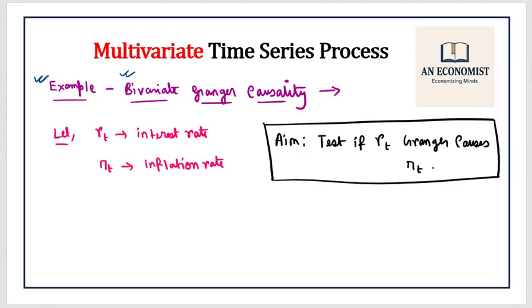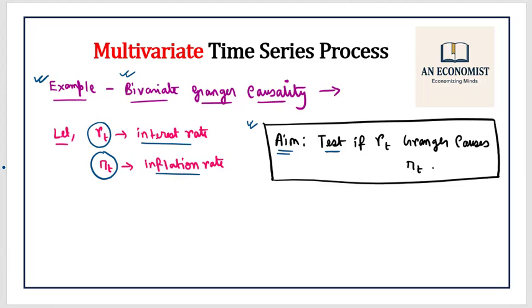So if you remember in the previous video, I have taken up the same two economic variables, RT and pi t. RT is the interest rate and pi t is the inflation rate. And we wanted to know if RT Granger causes pi t or not. So we want to test statistically if RT Granger causes pi t or not, and that is what we will do in today's video, right? So I have taken a sample data and I will show you step by step how you can use that sample data to answer these kind of questions. So let us quickly go into that.